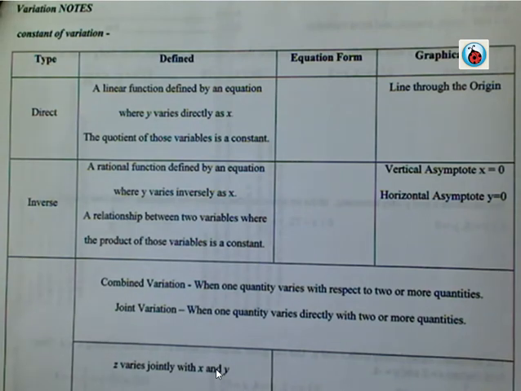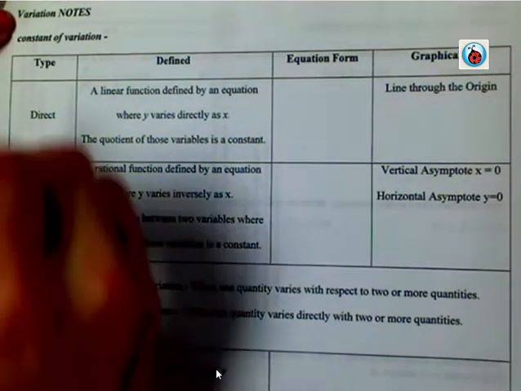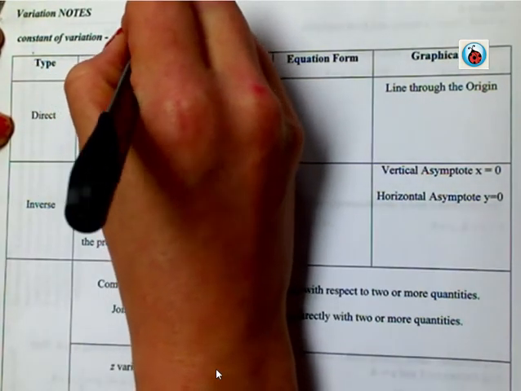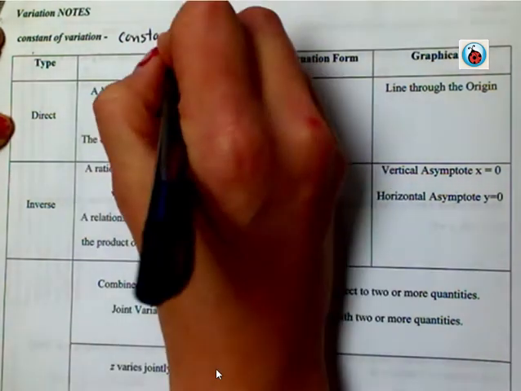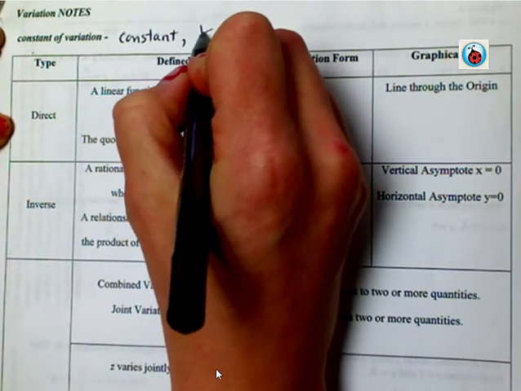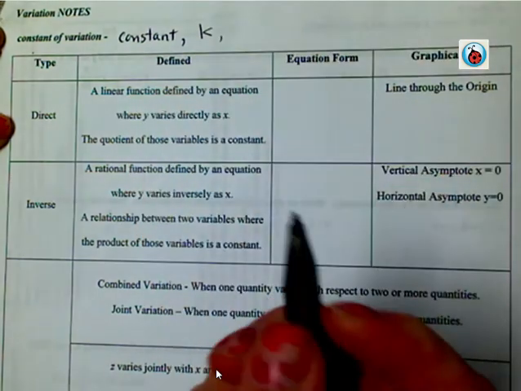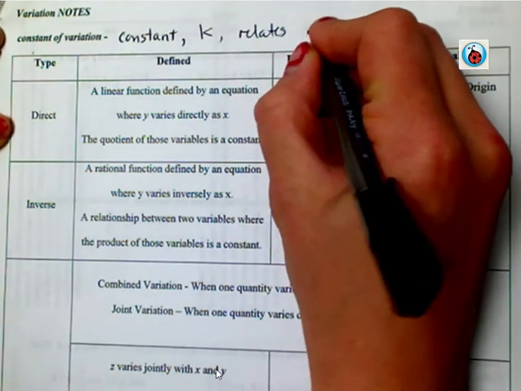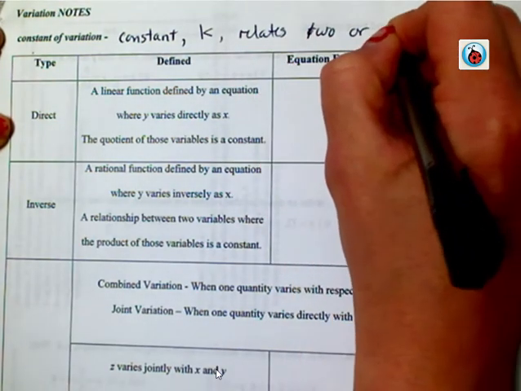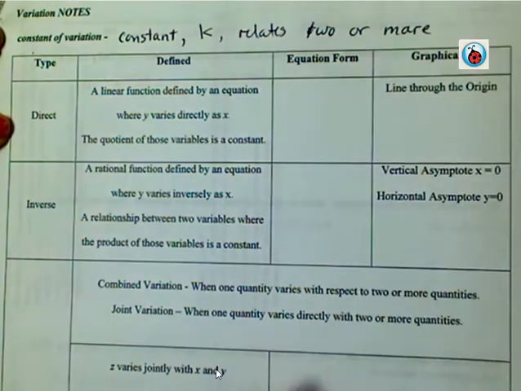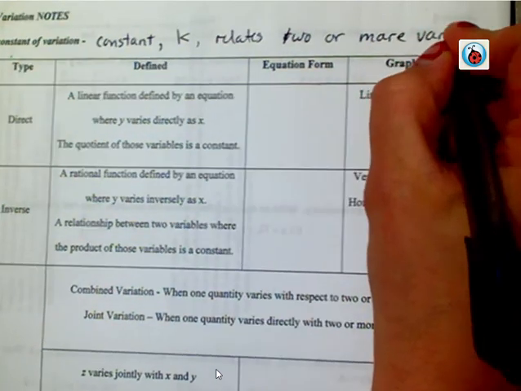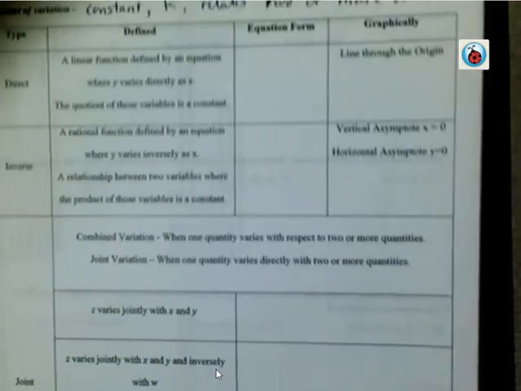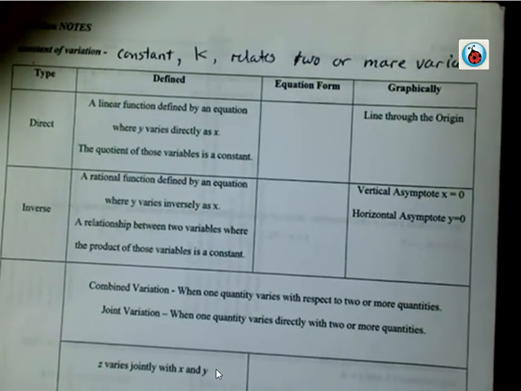We're going to go ahead and complete the variation notes here, and we're going to start with the vocab constant of variation. And this is a constant, which is a number, and it's usually represented by the letter K. And this is the number that relates two or more variables. All right, let's look at some of the vocab around variation.